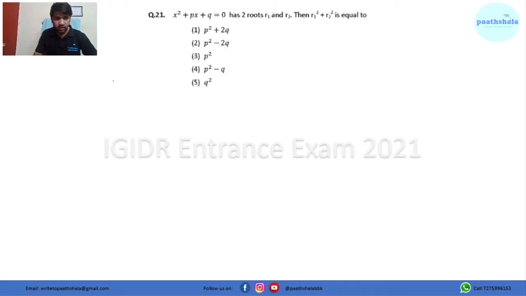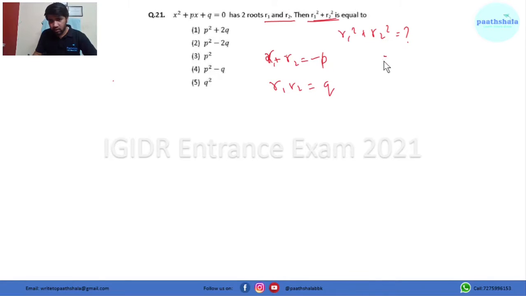So here you can see that it is saying that x square plus px plus q equals 0 has two roots r1 and r2, and we have to find r1 square plus r2 square. First of all, we need to understand that for any quadratic equation, we know two properties. The sum of roots, let's say here r1 and r2, r1 plus r2 equals minus b by a. By that property, it will come out to be minus p. And r1 into r2, that is the product of the roots, c by a, will come out to be q.